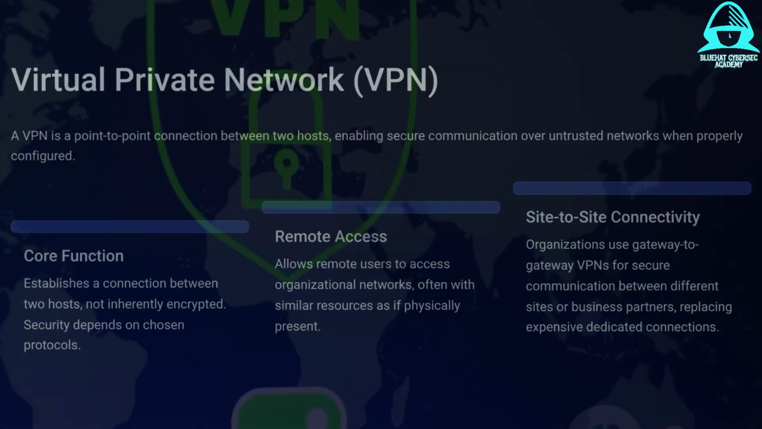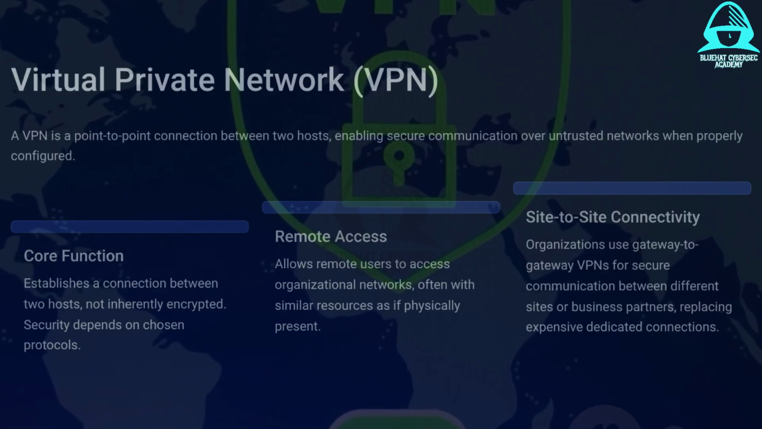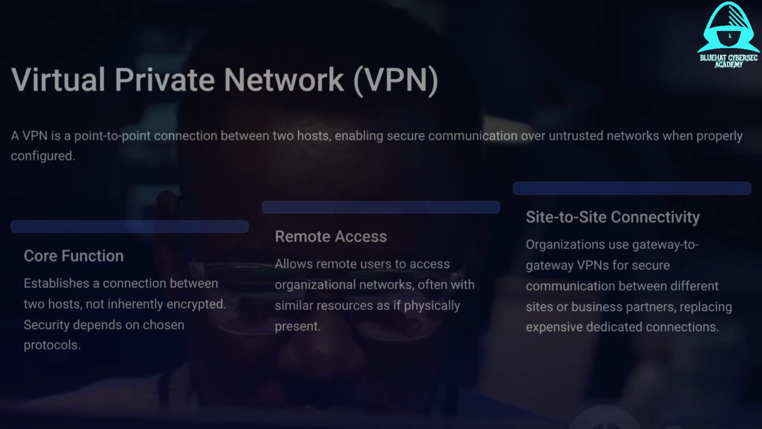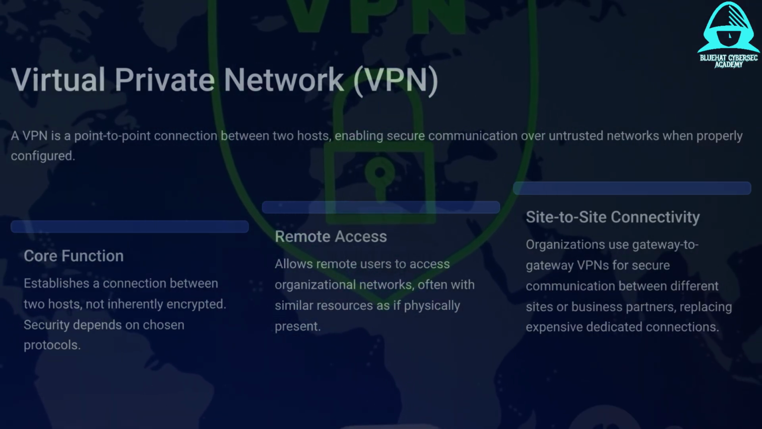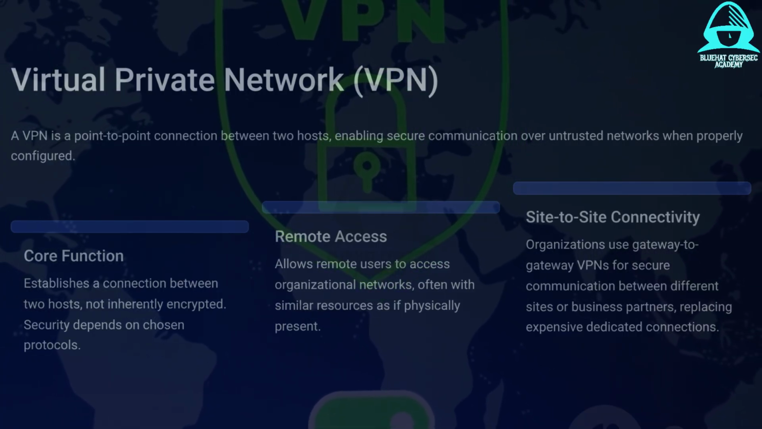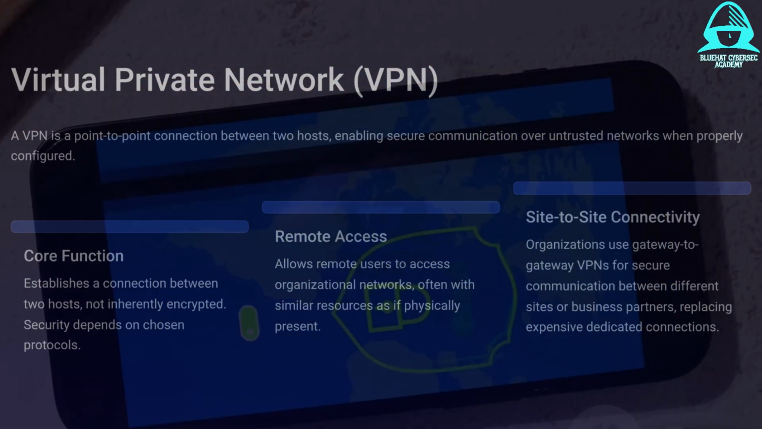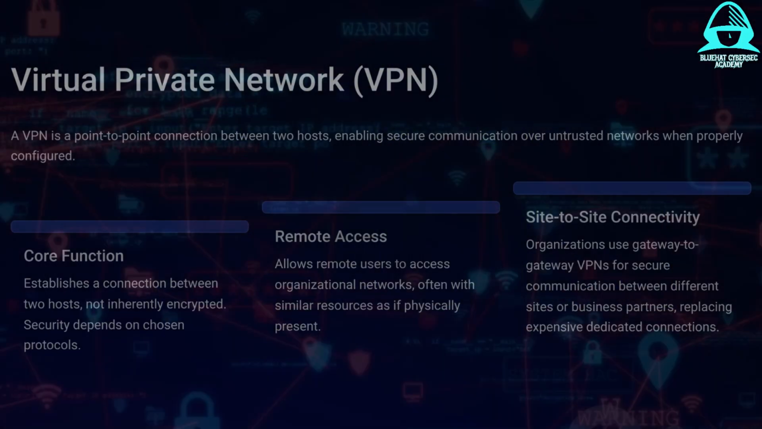Remote users commonly employ VPNs to access their organization's network. Depending on the VPN's implementation, these users may have access to many of the same resources they would have if they were physically present in the office. As an alternative to expensive dedicated point-to-point connections, organizations also use gateway-to-gateway VPNs to securely transmit information over the Internet between different sites or even with businesses.